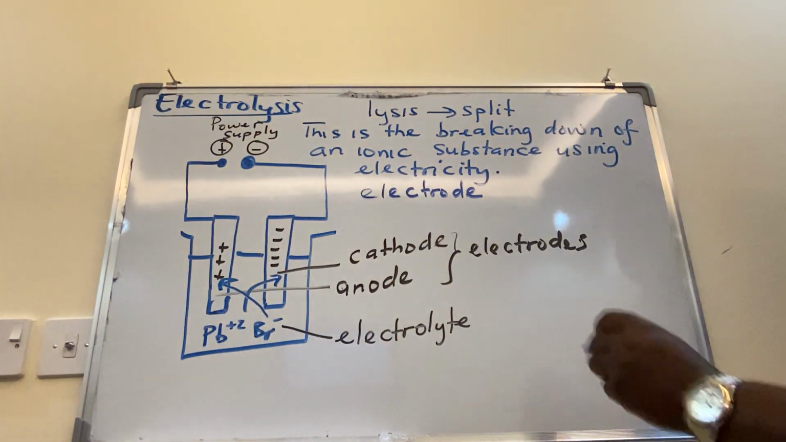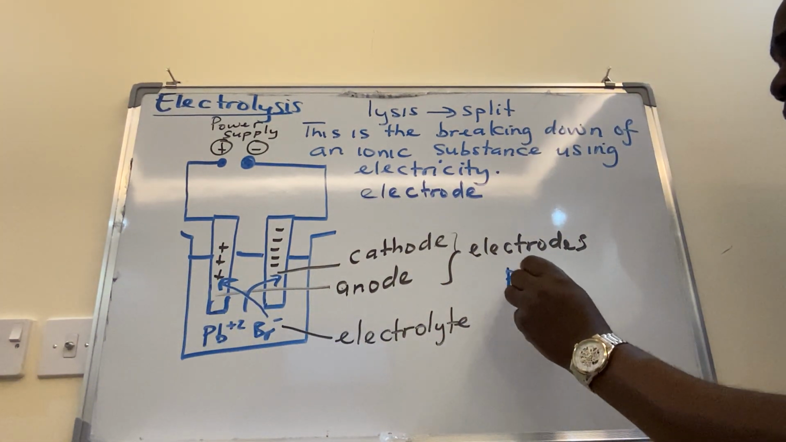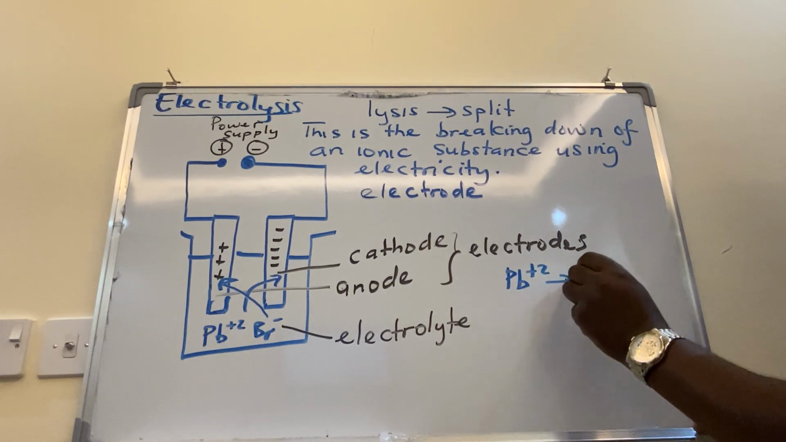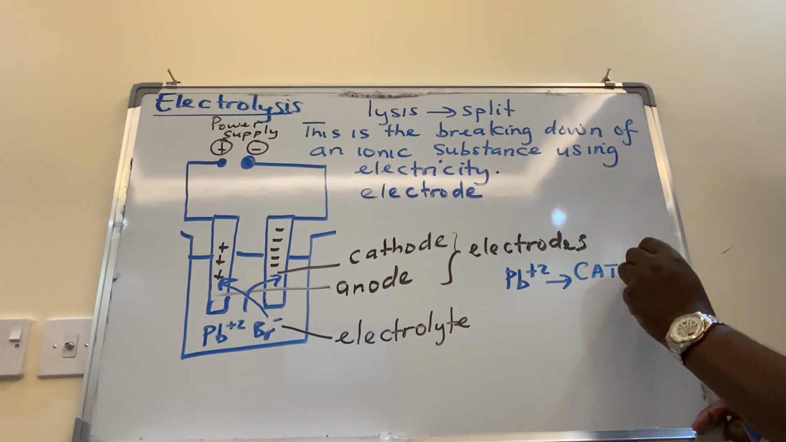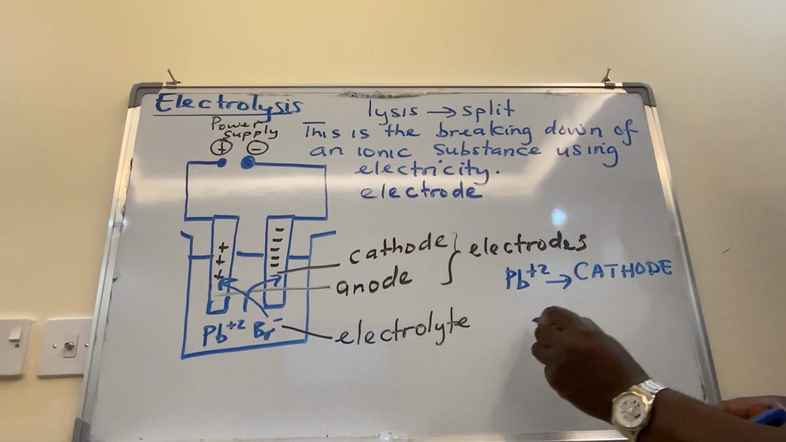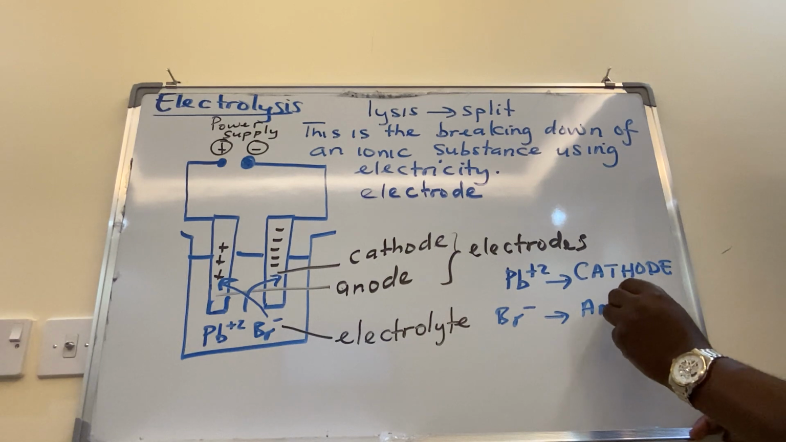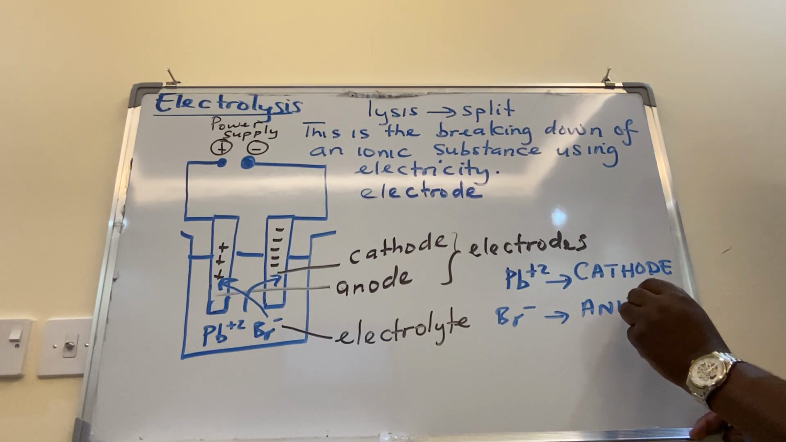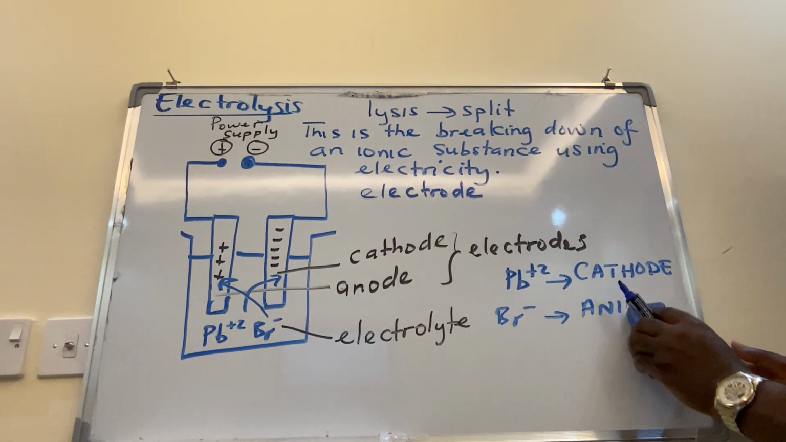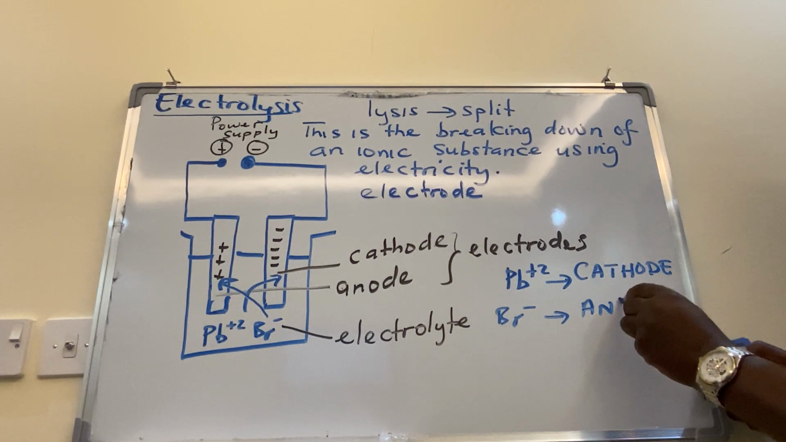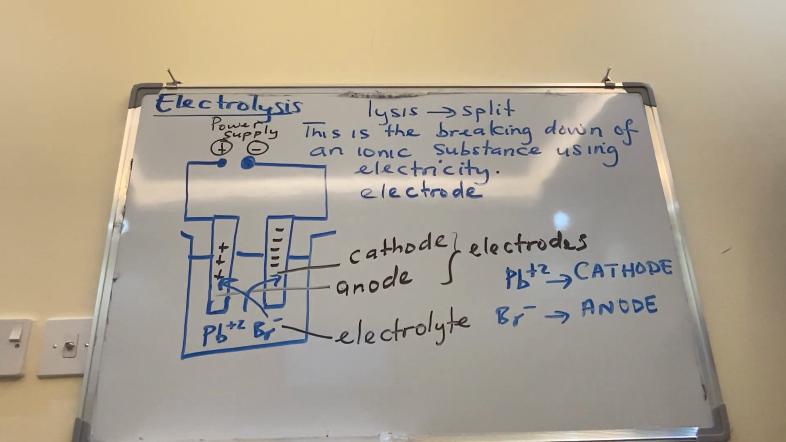Now, let's write it here. The Pb plus is going to go to the cathode, and the Br minus is going to go to the anode. Now, you should then link this to the names of these ions. You should be in a position to link what is happening here to the names of the ions.